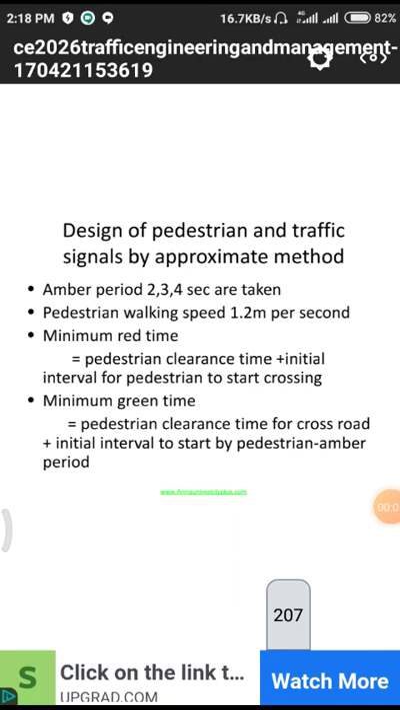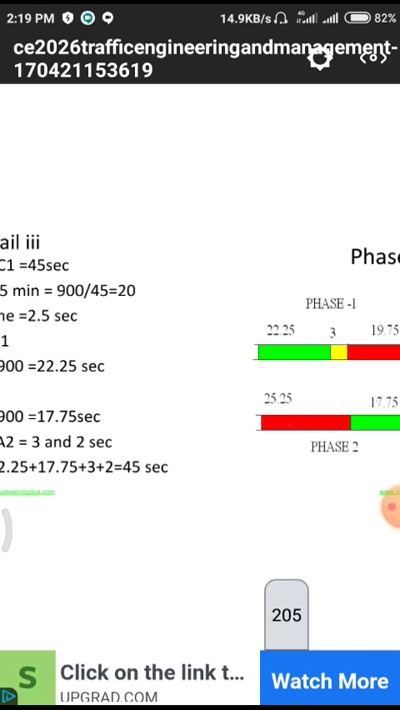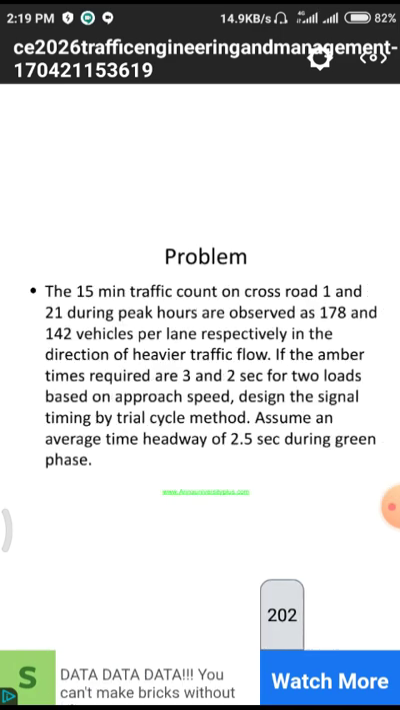In the previous class, we discussed the design of traffic signals. In this design, we have two-phase, three-phase and four-phase roads, so that depending upon the traffic characteristics, we studied the different phases. These two are examples.